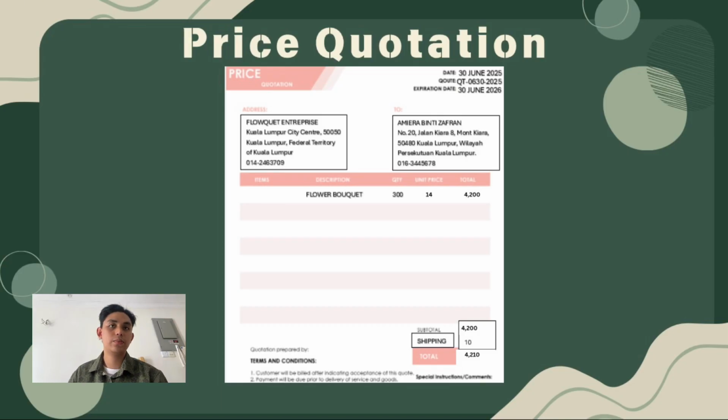As you can see from the top right, there is the date, quote number, and expiration date. There are also our contact details and our client's contact details. She ordered 300 units of flower bouquet from us. Each flower bouquet is RM14. So the total for the flower bouquets is RM4,200. We also include the delivery charge of 10 ringgit, and the total is 4,210 ringgit. If you look at the bottom, there are the terms and conditions for this quotation.